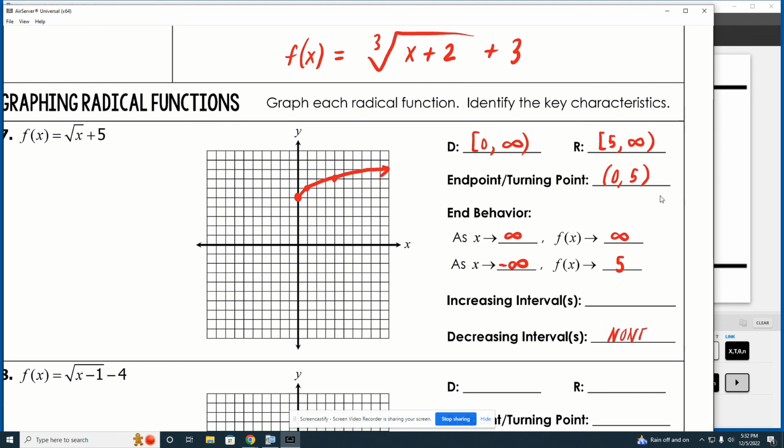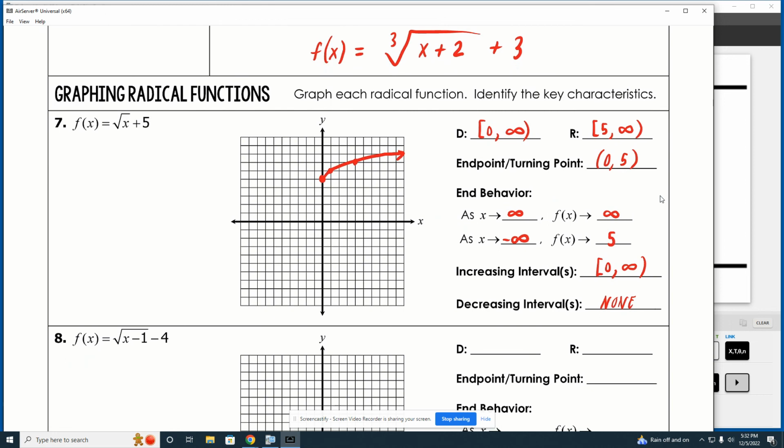Look at it. Radical functions never really go down unless it's flipped upside down. So this one's only going up, and it's going up from the beginning of where it starts, which is at 0 forever to the right. So there you have it with graphing radical functions.